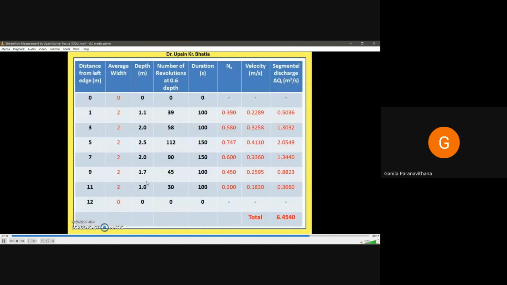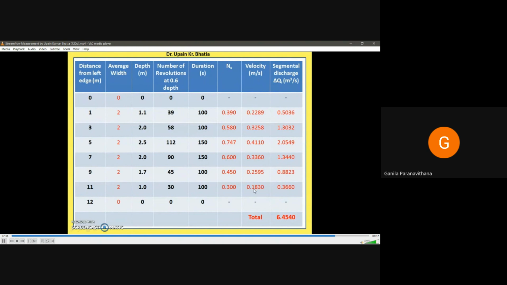Here the text written in black is already given to you. This is the given data, and the red entries are incorporated by us. So the distance from the left edge is given, and the average width is worked out, which we have calculated in the very first step. Then the number of revolutions per second is calculated as the number of revolutions recorded divided by the duration in seconds. Likewise, this entire column is worked out. Then putting this value of Ns in the rating equation, we can work out the velocities.